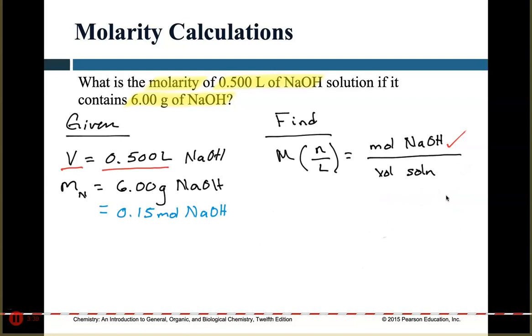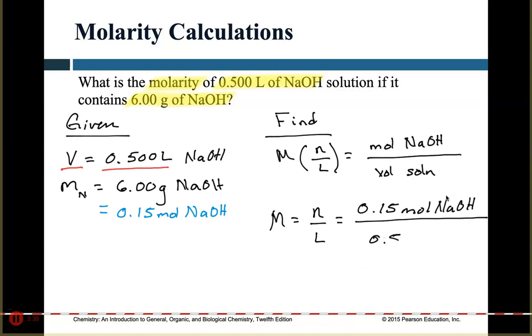So let's pull everything together. We know molarity is number of moles of solute per liter. My number of moles of solute is 0.15 moles of sodium hydroxide. And the volume of that solution was half a liter. So the molarity of this solution will be 0.15 divided by 0.5.